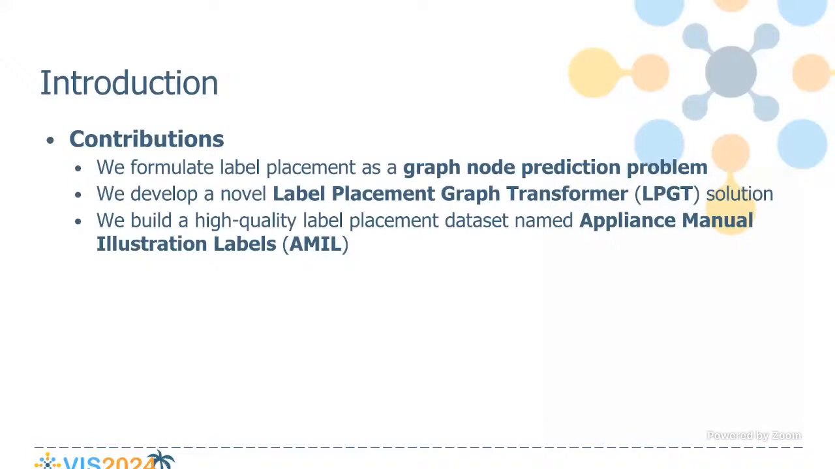First, we formulate the task with a graph representation, where nodes correspond to labels and edges to interactions between labels, and treat label placement as a node position prediction problem. With this novel representation, we design a label placement graph transformer, LPGT, to predict label positions.